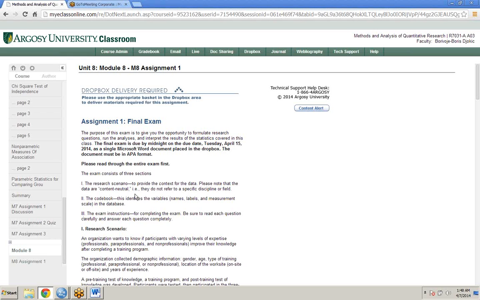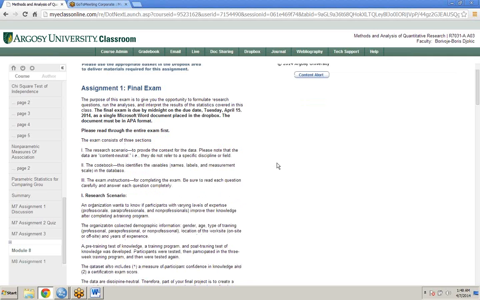So what we need to do: the exam consists of 3 sections. The research scenario provides a context for the data. Please note that data are content neutral. They don't refer to a specific discipline or field. That means you're going to come up with the scenario, how and what you are going to be doing with this data. The code book identifies the variables, names, labels, and measurement scale in the database. Then the exam instructions for completing the exam.